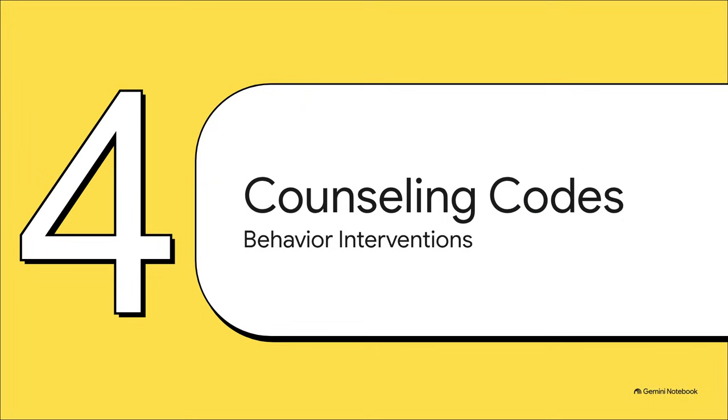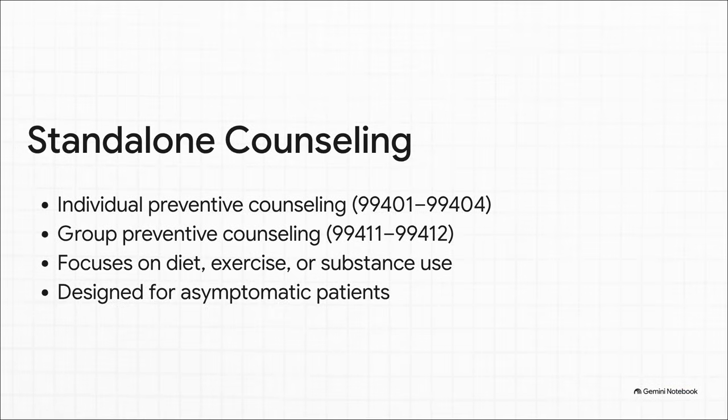Which brings us to Section 4, Preventative Counseling Interventions. Sometimes, the entire encounter is quite literally just about counseling. We have specific codes for this: 99401 through 99404 for individual counseling, and 99411 through 99412 for groups. These are designed purely for promoting health and preventing illness in asymptomatic patients. Think of interventions for things like diet, exercise, or substance use, where the harmful behavior hasn't yet triggered an active illness. You're trying to stop the problem before it starts.